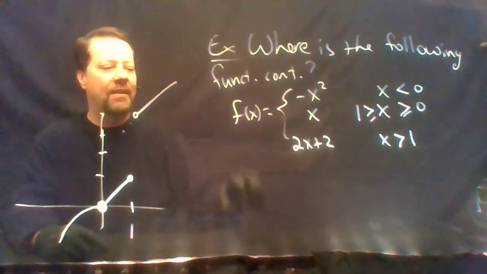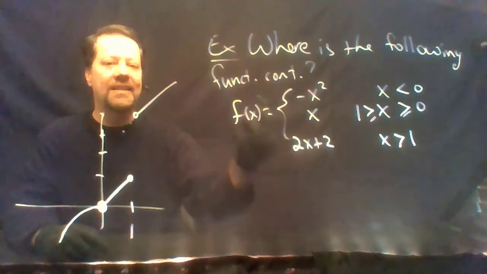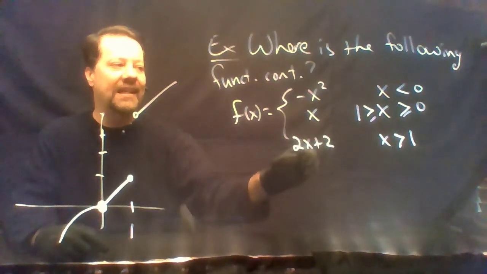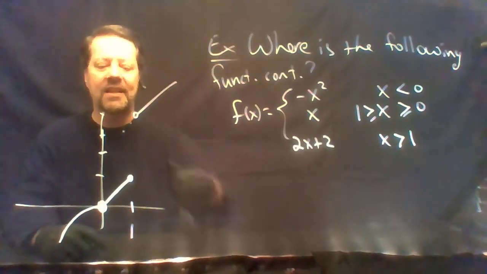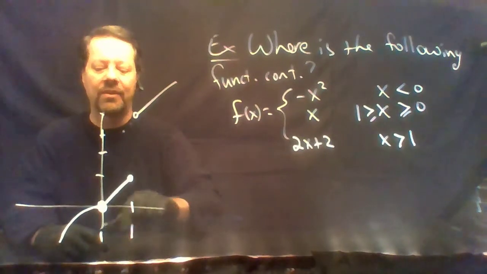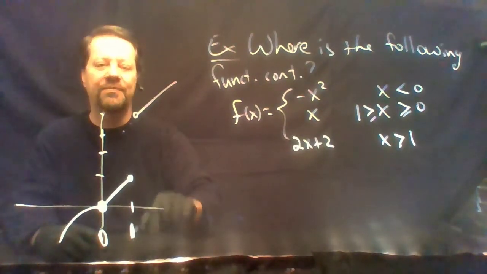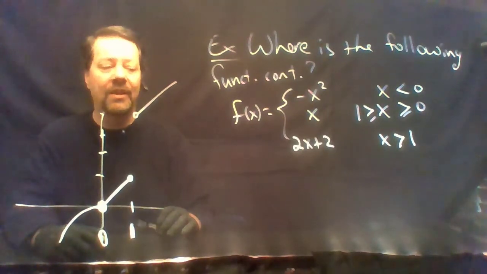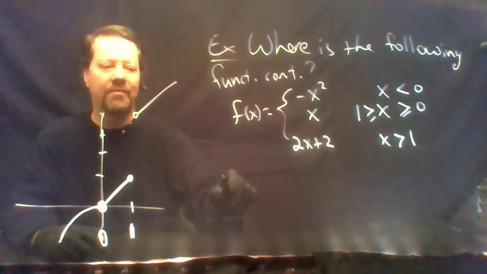So, each of these little pieces is a polynomial. So we know just from the beginning it's continuous everywhere except where we've pieced these pieces of function together at 0 and at 1. The only question is, is it continuous at 0 and is it continuous at 1?